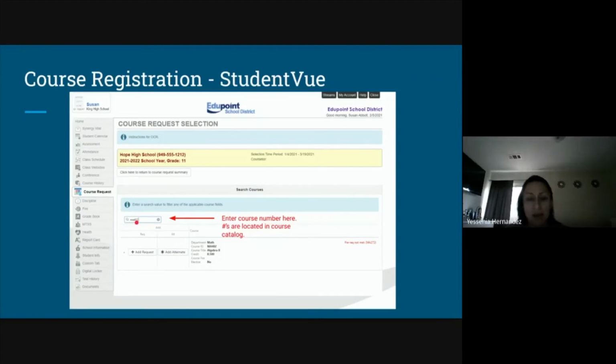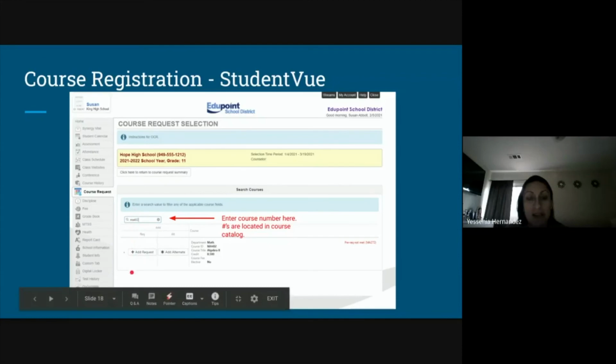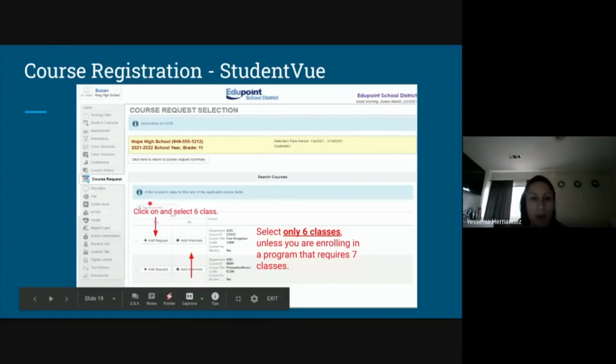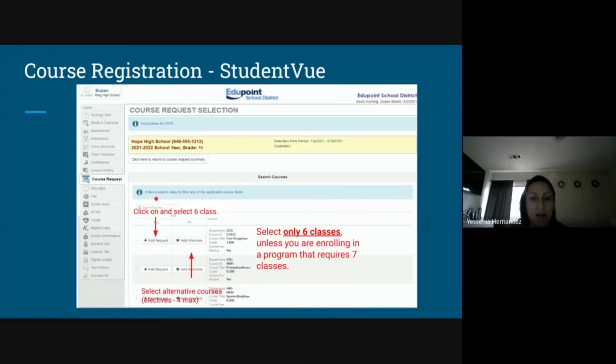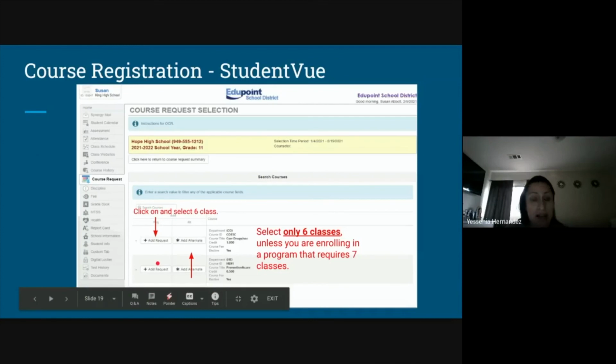This is an example. This isn't the actual course number, but you should be using course numbers to select your classes. In total, you need to be selecting 6 classes. When you select the class, you need to hit add request in order for the class to be selected for you. So in total, again, you need 6 minimum classes, nothing less.